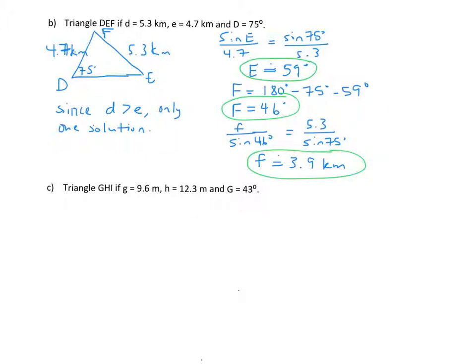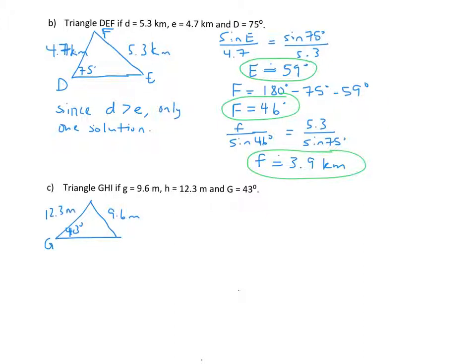All right. Check out letter C here. Triangle GHI, if side G is 9.6 meters, H is 12.3 meters, and angle G is 43 degrees. So decide if it has one, two, or no solution. Okay, if I have an angle of 43 degrees, so that will be my angle G. My side G is 9.6, which is shorter than my other side of 12.3.